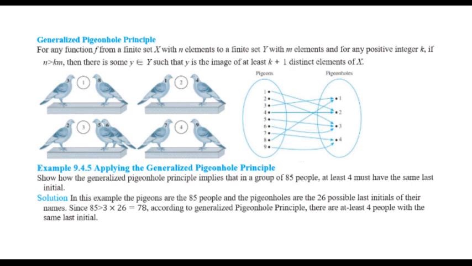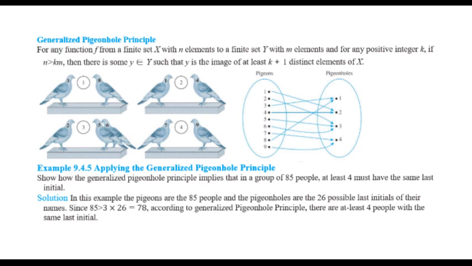Let's see an example of the generalized pigeonhole principle. Let's assume that the question is this: show how the generalized pigeonhole principle implies that in a group of 85 people, at least 4 must have the same last initial. So we are going to show that in a group of 85 people, at least 4 of them have the same last initial. How can you show that?